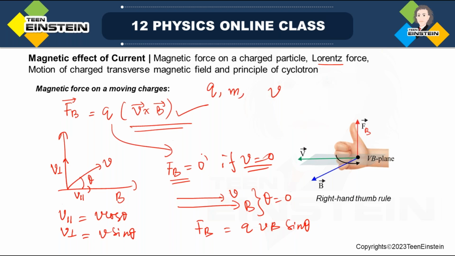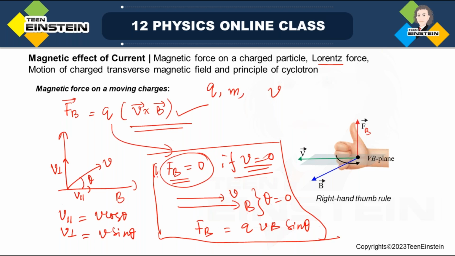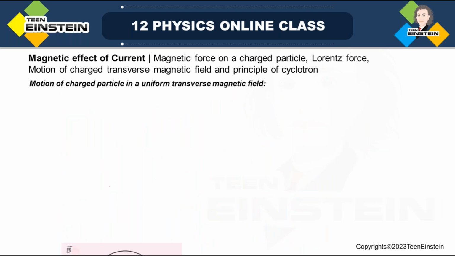So there are two cases when a charged particle will not experience any force in a magnetic field. The first case is if the charge is static, when the velocity is 0. And the second case is if the direction of velocity of the charged particle is parallel to the direction of the magnetic field. In that case also the charged particle will not experience any force. So this will be 0 here. So these are two cases I need to tell you.